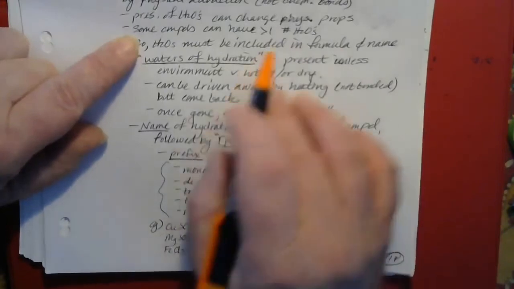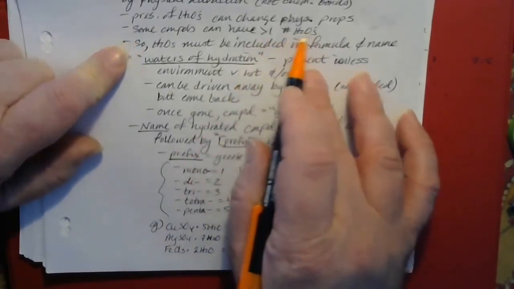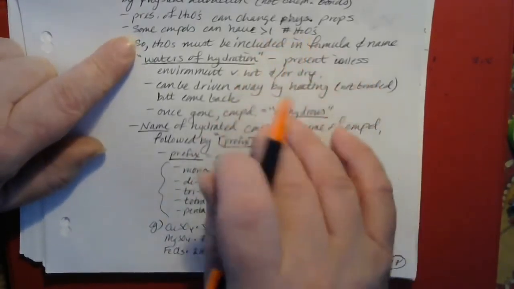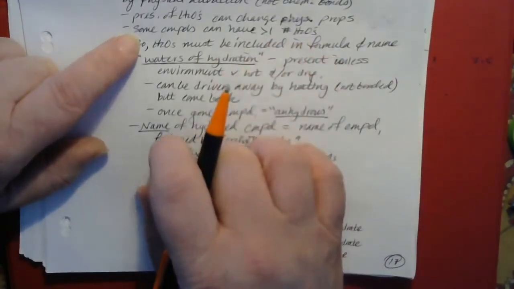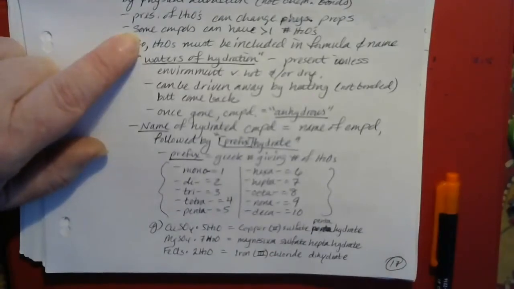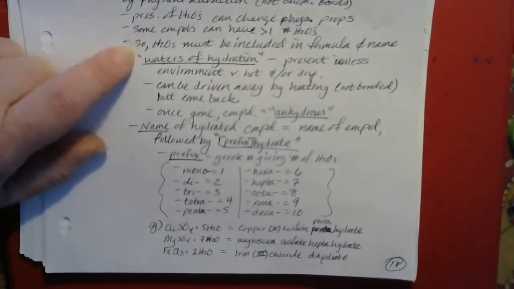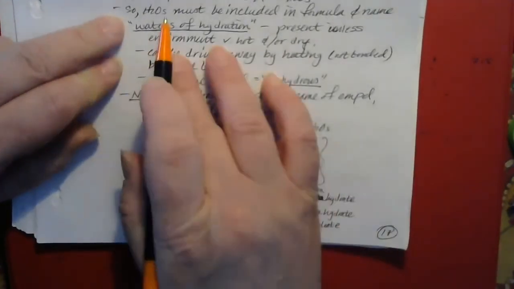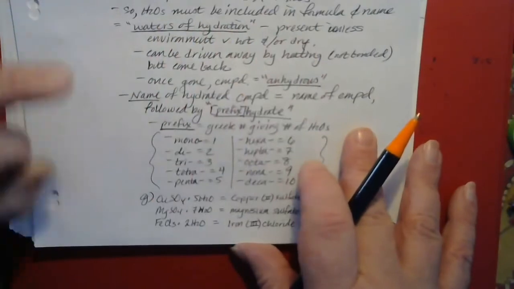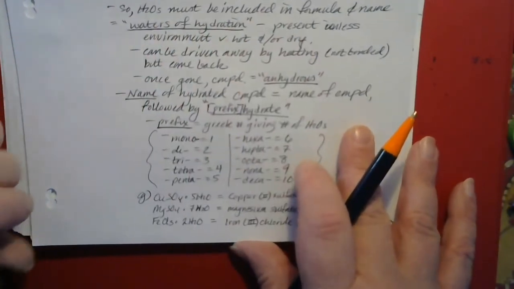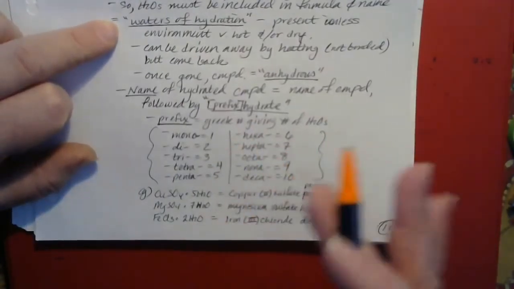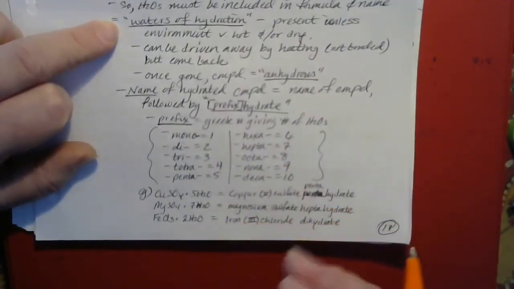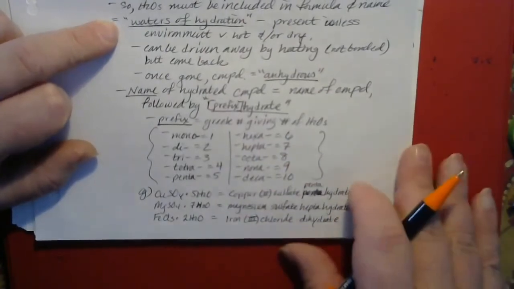Some compounds can have more than one number of waters of hydration. And the waters of hydration can vary from one compound to another, but also from one molecule to another for the same compound. And so because of that, the waters of hydration have to be included in the formula and in the name. And as I said, the waters of hydration for these types of compounds will be present unless the environment is very hot and or very dry.